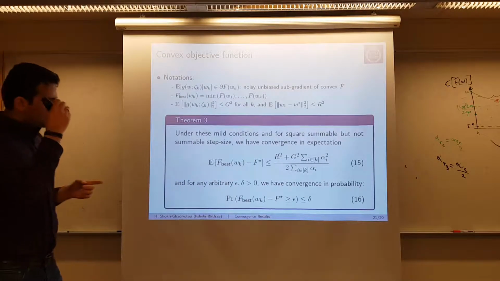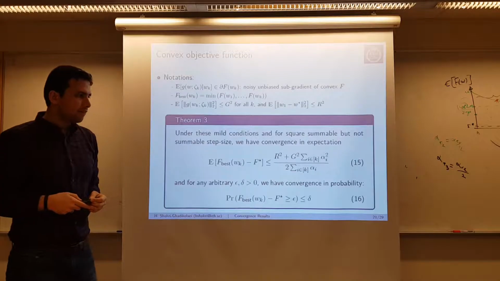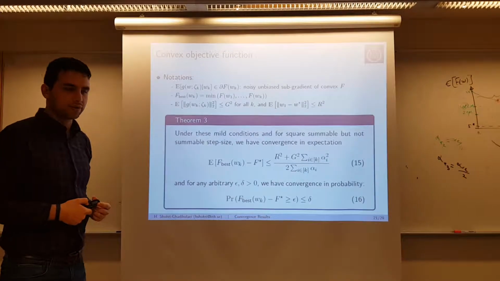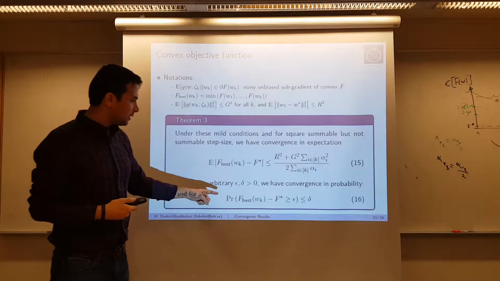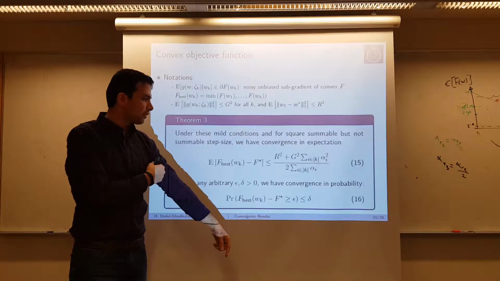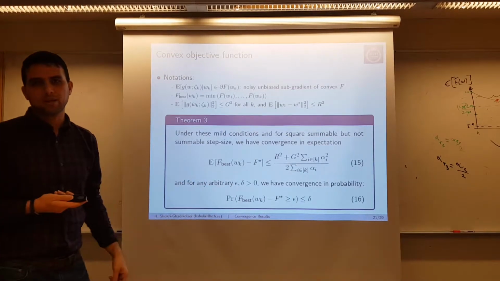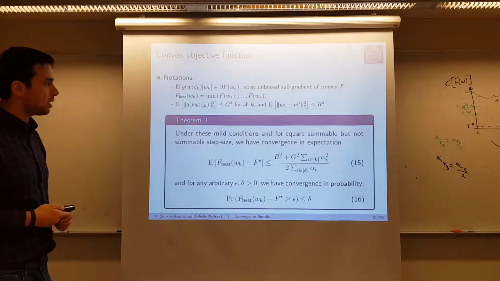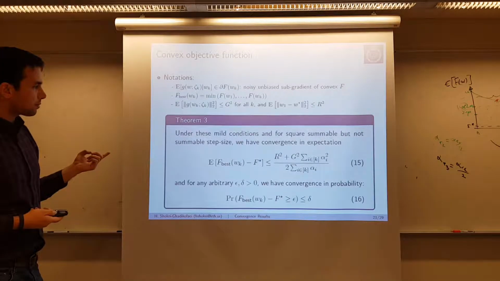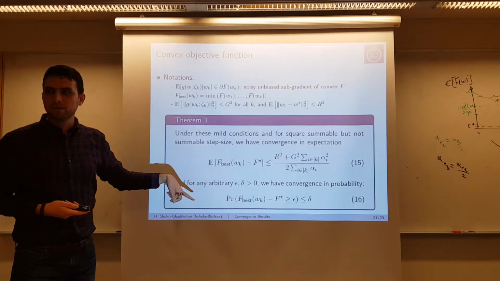And for any arbitrary epsilon and delta, we can have convergence in probability, some stronger results here. So the probability that f best minus f star is greater than some epsilon would be less than some delta, for any arbitrary epsilon and delta. How to prove these results? So first of all, the statement is clear.